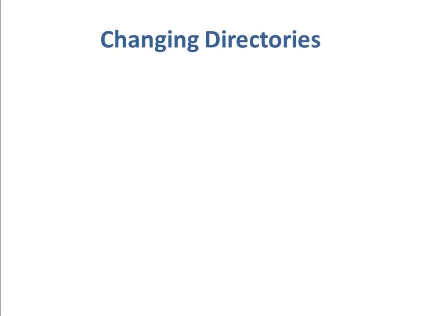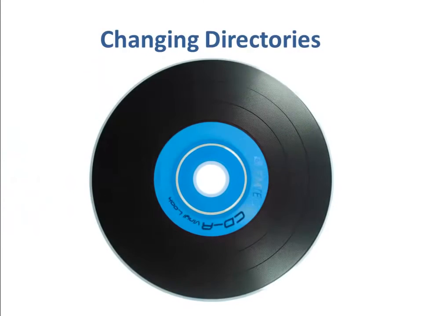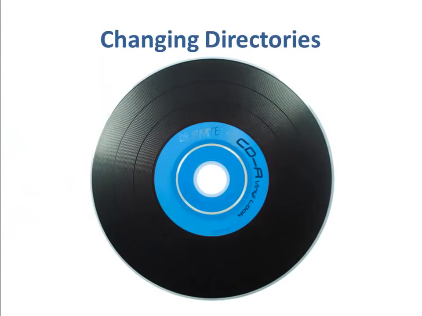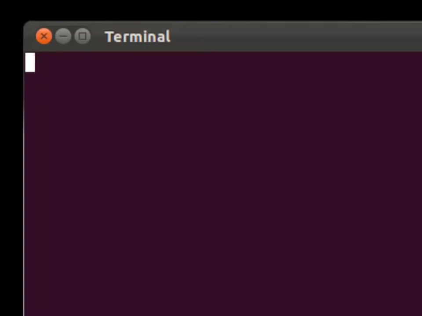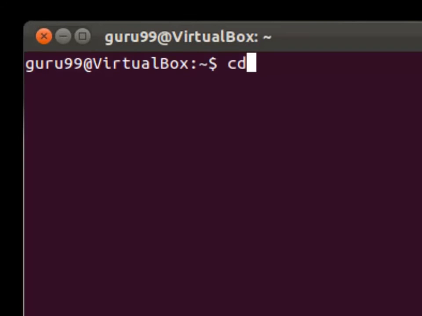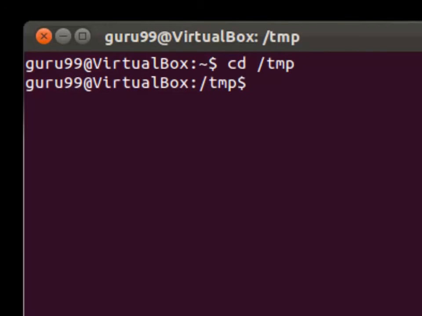Moving on to changing directories, you can do so by using cd. Well, it is not the actual CD, but the command. Let us look at how it works. Here, by using the cd command, we would move from the home directory to the tmp directory. Then again, using the same command, we would move on to the bin directory.